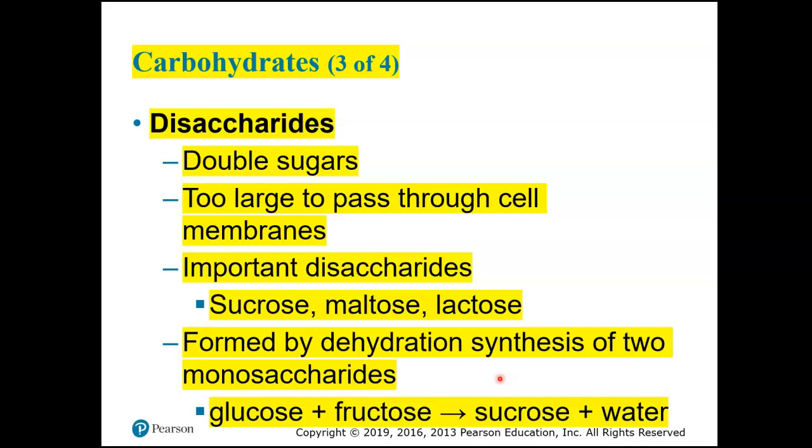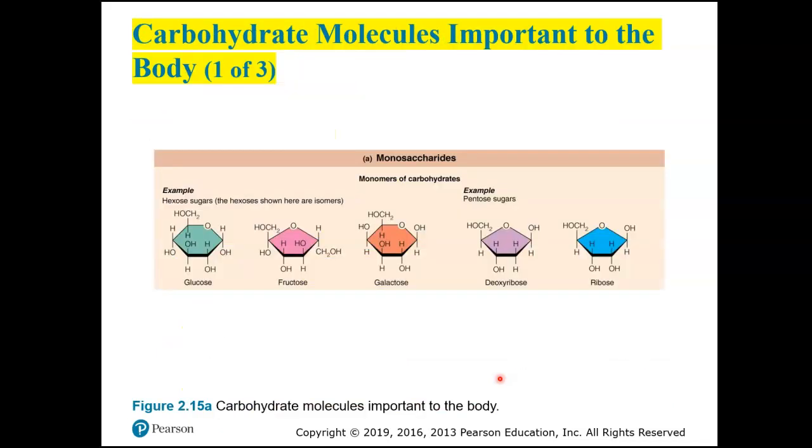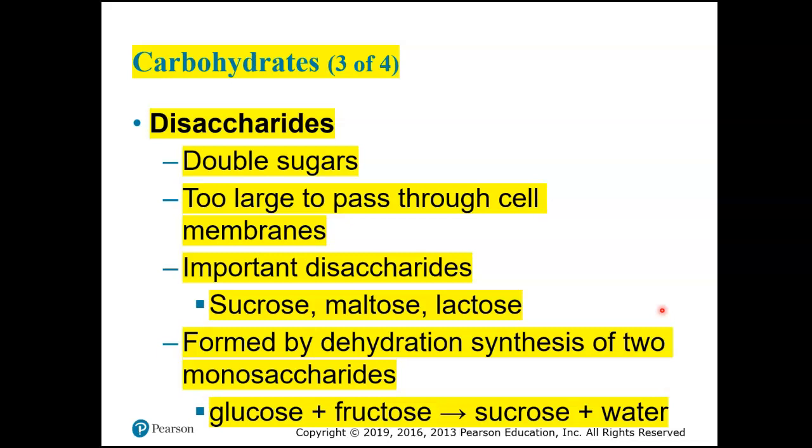Make sure you know the examples of monosaccharides and disaccharides. The monosaccharides are glucose, fructose, galactose, deoxyribose, and ribose. And the disaccharides are sucrose, maltose, and lactose. Lactose, of course, is found in milk. Maltose is the sugar that's found in malt beverages, like malt liquor.